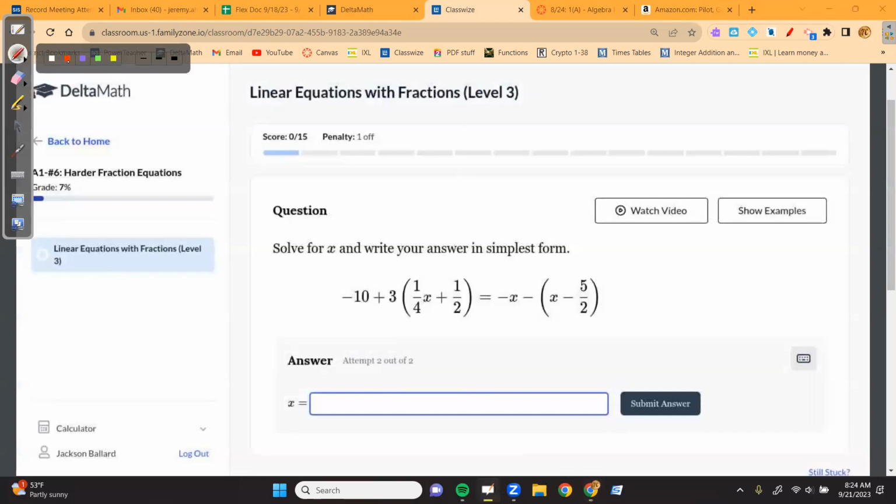On the left side, your -10 just copies down. Now, let's see how you are with your fractions. When we do 3 and we multiply it by a fourth, what do we get? So I'm going to put plus 3/4 of x. How about that second distribution? What's 3 times 1/2?